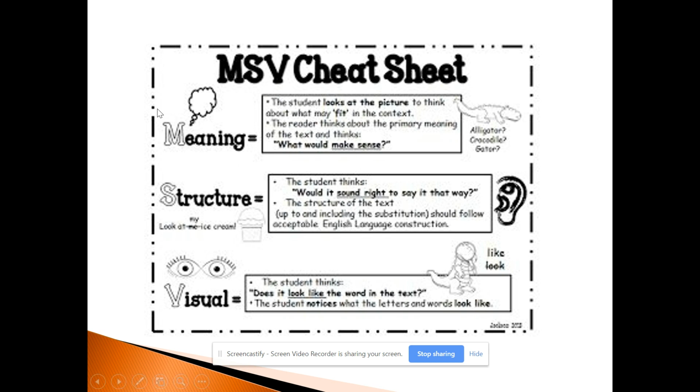Does the sentence sound right the way the student said it? If they made a mistake in reading, but it still sounds right, then maybe they're using their structure cue. And then visual, does the mistake and the word they said mistakenly look like the word in the text? If it does, they may just be confusing letters. If it doesn't, the student may not have knowledge of that word and may need to be instructed.